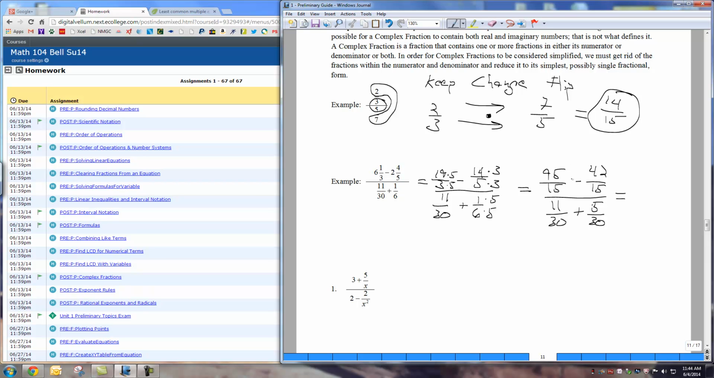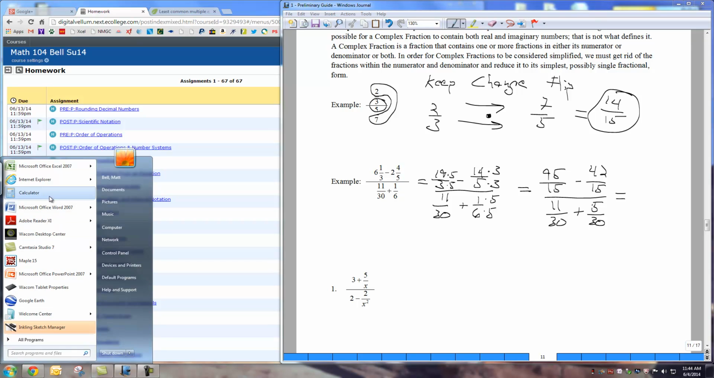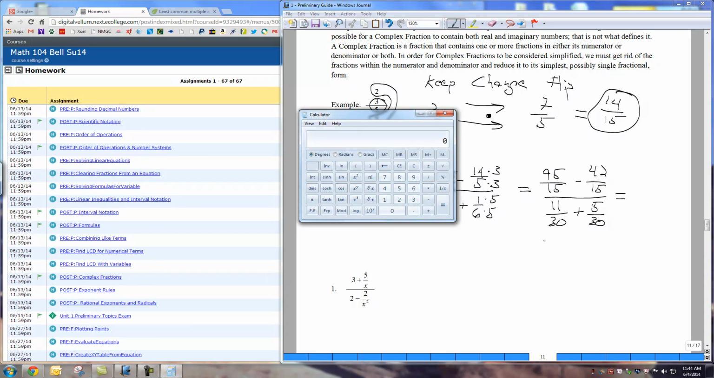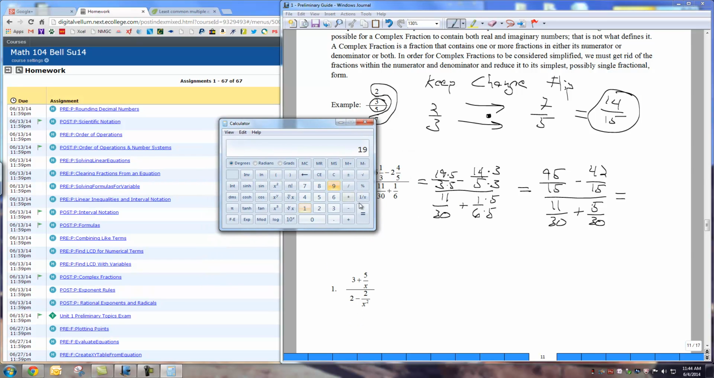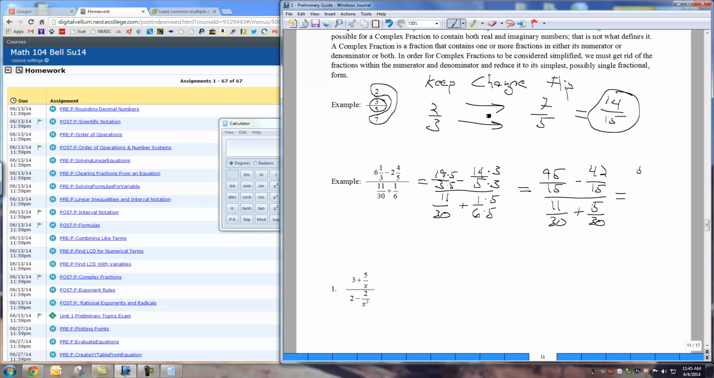95 minus 42. Let me go over here and just double check that I did my multiplication correctly. 19 times 5 is 95, and 14 times 3 is 42. So let's do 95 minus 42 equals. So over here now I have 53 over 15, divided by 11 plus 5 is 16 30ths.